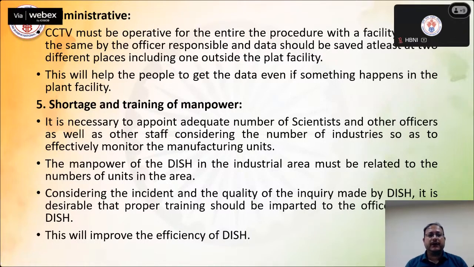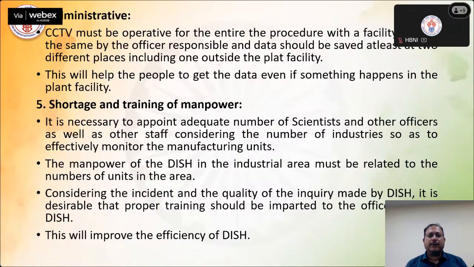What is the administrative part? The CCTV must be operative for the entire procedure, with a facility for the responsible officer to monitor it, and the data should be saved in at least two different places, including one outside the plant facilities. These parameters are a must because generally they are not fixed. Due to a space crisis or other issues, they don't store the materials in a proper area. Storing a large amount of hazardous or explosive material at one place is a big problem. This will help people get the data even if something happens in the plant facility. That means we have to fight with a lesser amount of material compared to other cases.